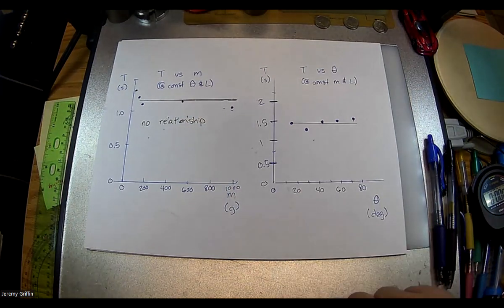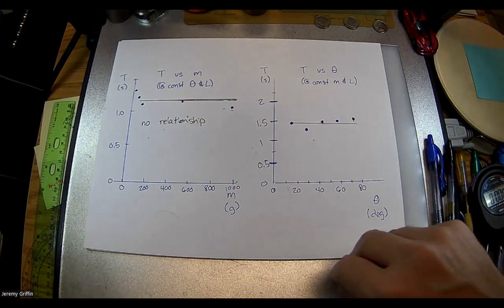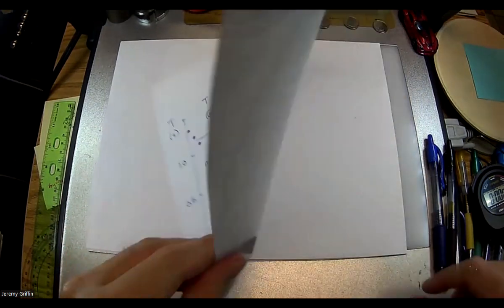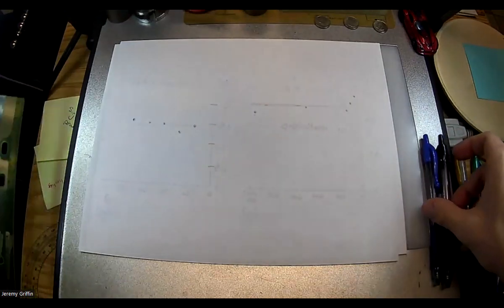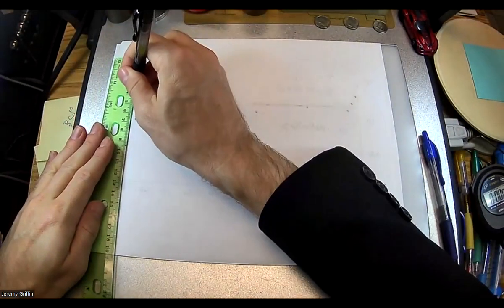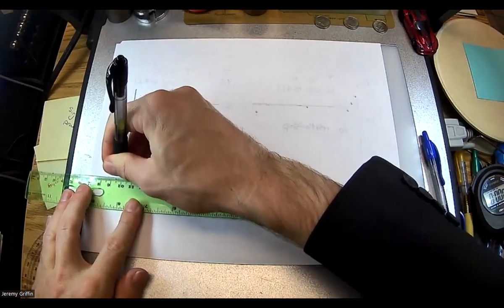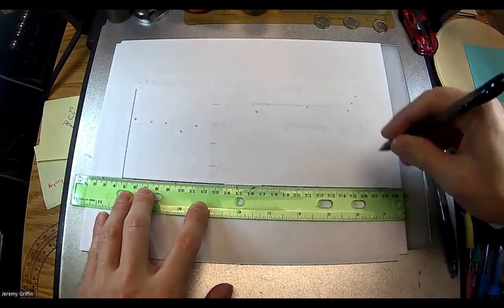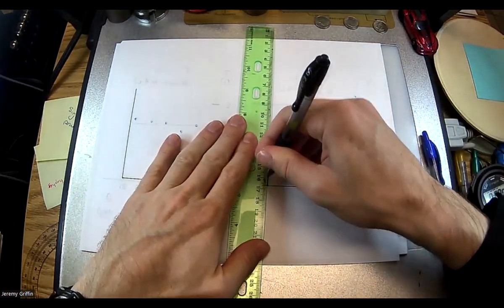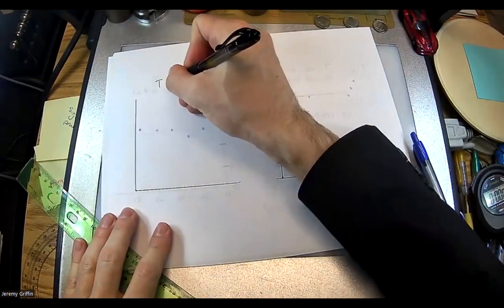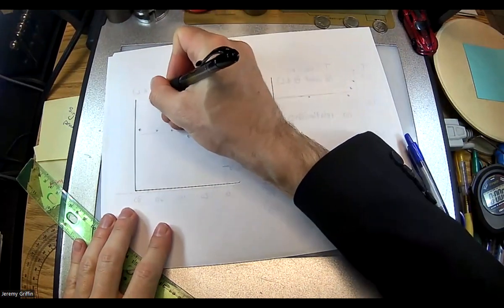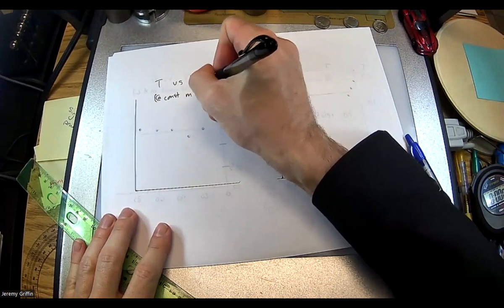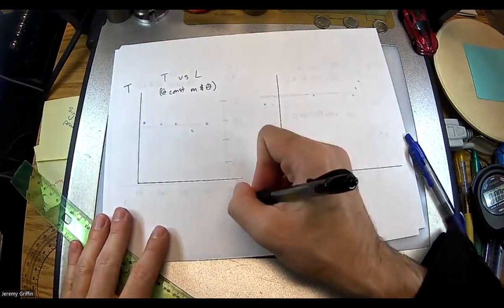So mass and angle are not going to be part of the equation that governs the motion of the pendulum, at least for time period. Right, so we've got one more variable, which is the length of the pendulum. I'm going to set 2 graphs here, side by side. Let's go time period versus length. This is at constant mass and angle.